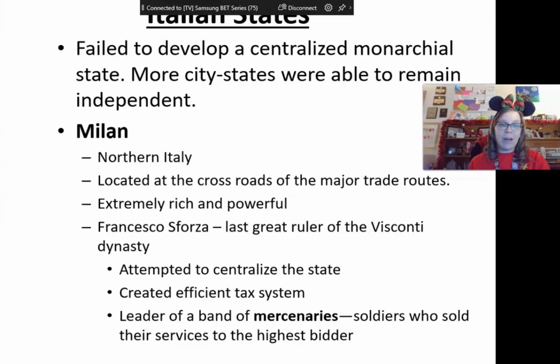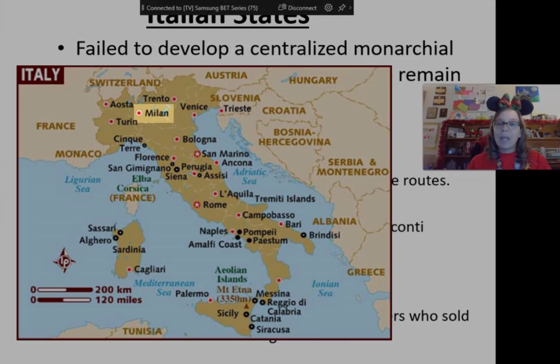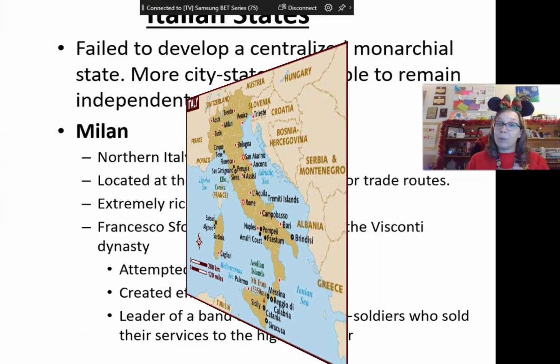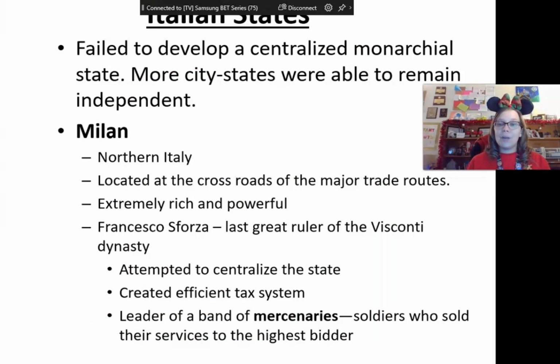So, for example, we have one major city-state was Milan, and this is located in northern Italy. And it's at the crossroads of a lot of trade routes through Italy. So it's a very strategic place to be. And because of that, they are very rich and very powerful. So, for example, Milan was ruled by the Sforza family, and Francesco Sforza was the last great ruler of the Visconti dynasty.